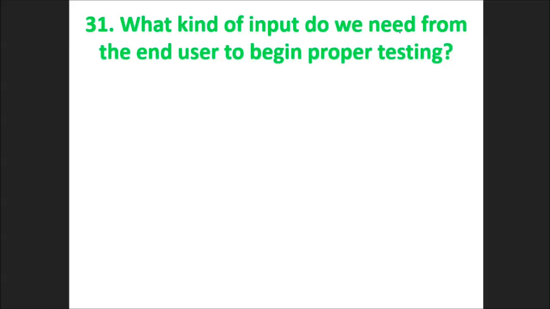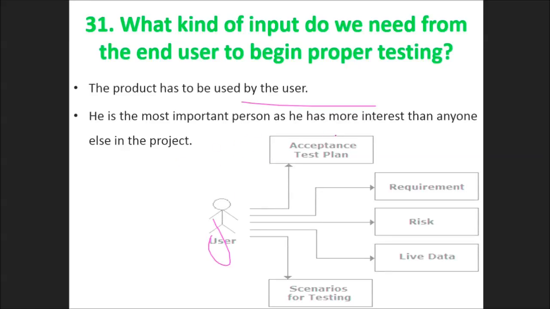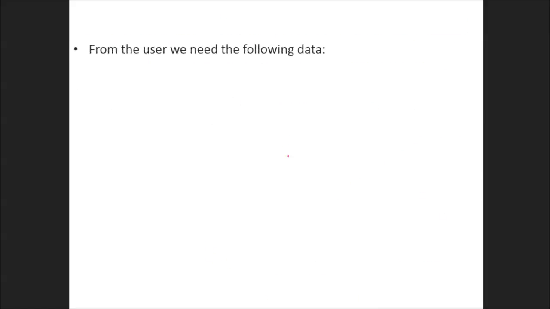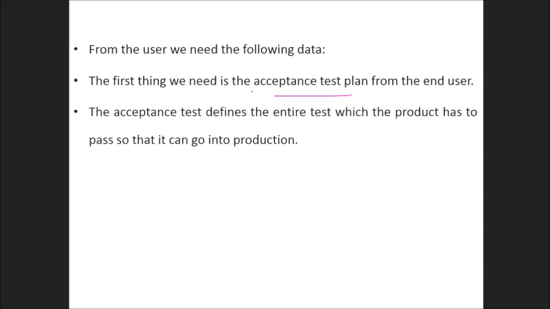So what kind of input do we need from the end user to begin proper testing? The product has to be used by the user. He is the most important person as he has more interest than anyone else in the project. So from the user, we need the following: acceptance test plan, scenarios for testing, requirement risk and live data. The first thing we need is the acceptance test plan from the end user, and the acceptance test defines the entire test which the product has to pass so that it can go into production.